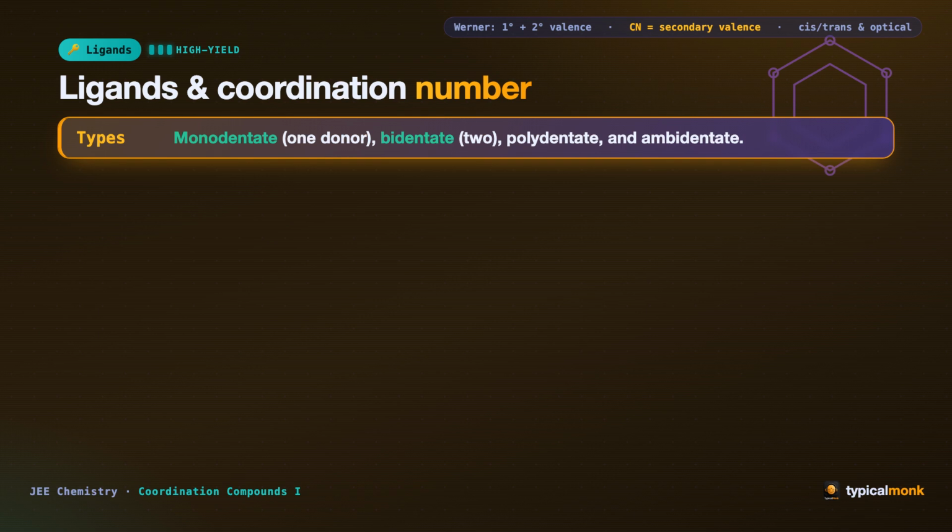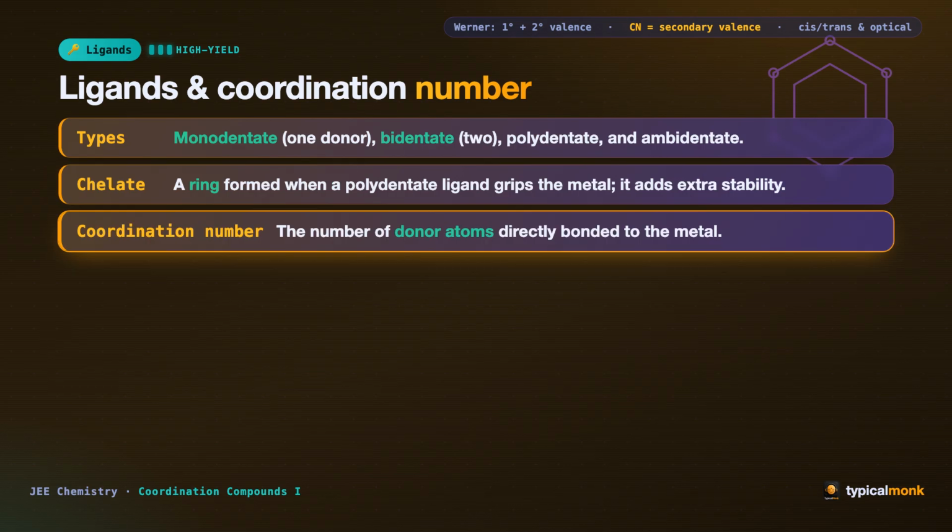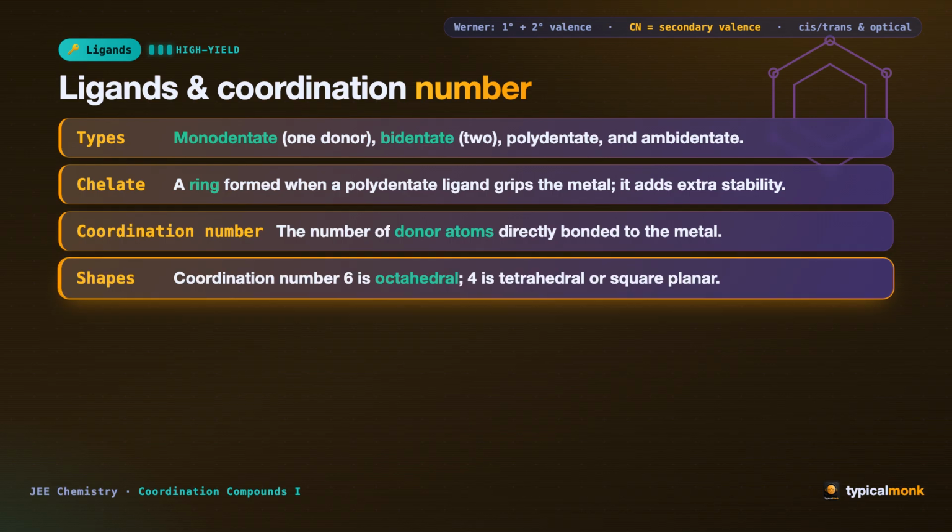Now, the ligands and how many bind. The types: monodentate with 1 donor, bidentate with 2, polydentate with many, and ambidentate. The chelate. A ring formed when a polydentate ligand grips the metal, and it adds extra stability, the chelate effect. The coordination number. The number of donor atoms directly bonded to the metal. The shapes. A coordination number of 6 is octahedral. A coordination number of 4 is tetrahedral or square planar.